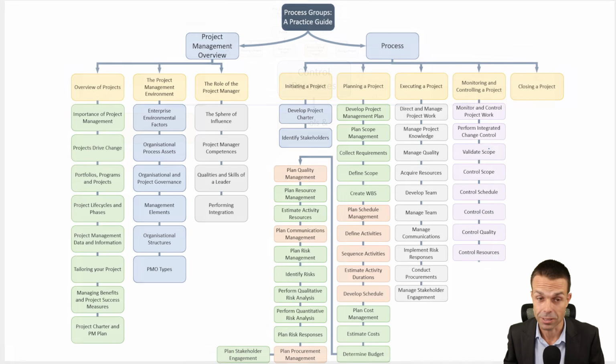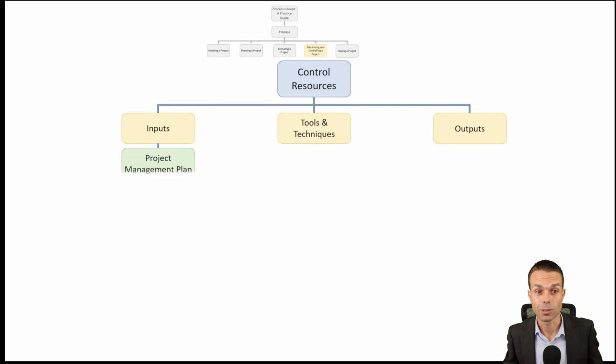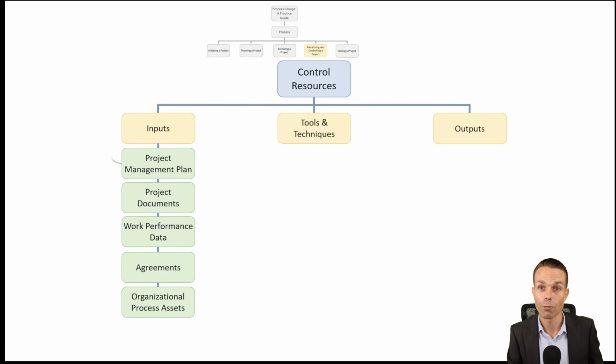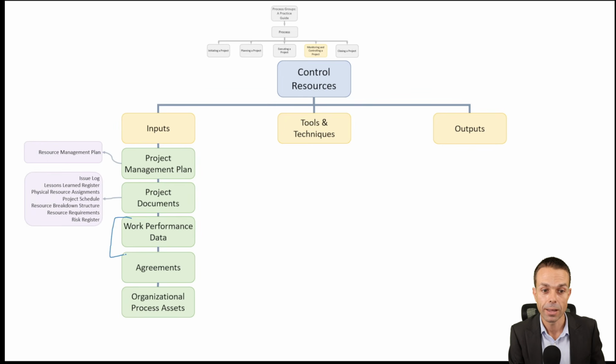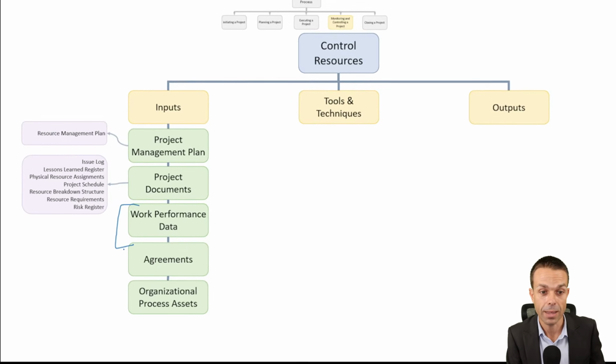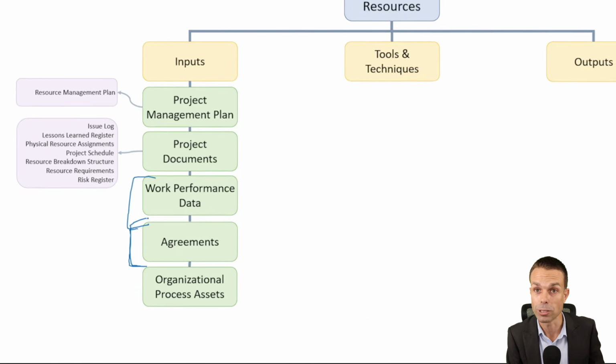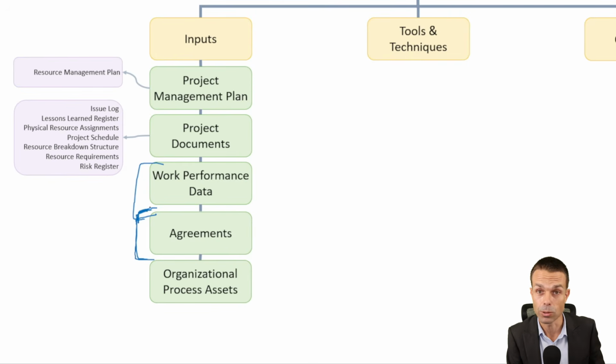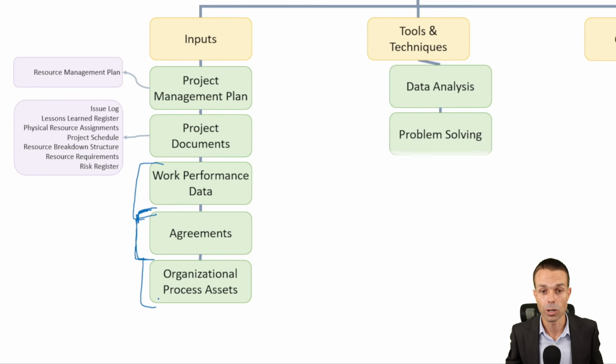Controlling our resources and keeping that under control. The inputs, can you guess? Project management plan, project documents, work performance data from our project to see if we're on track or off track. Any agreements that we've made with the resources and gaining those resources from the business. Organizational process assets for any templates and ways of work.